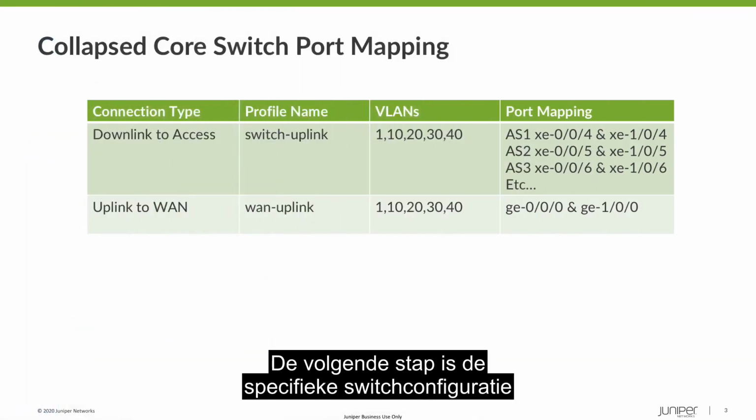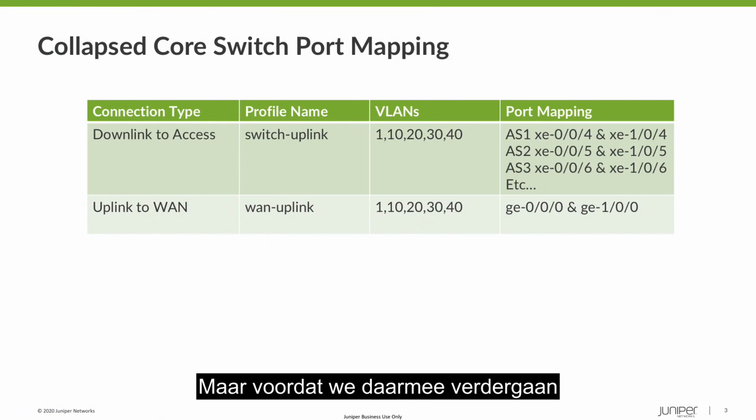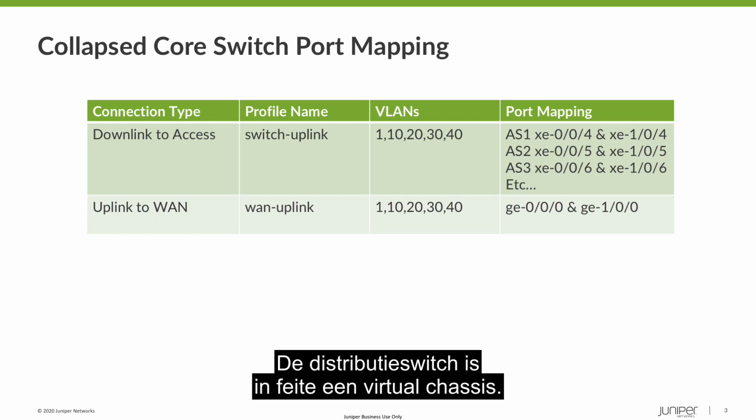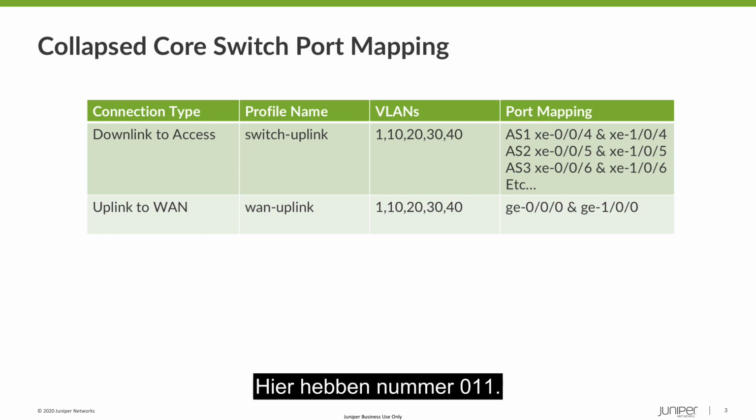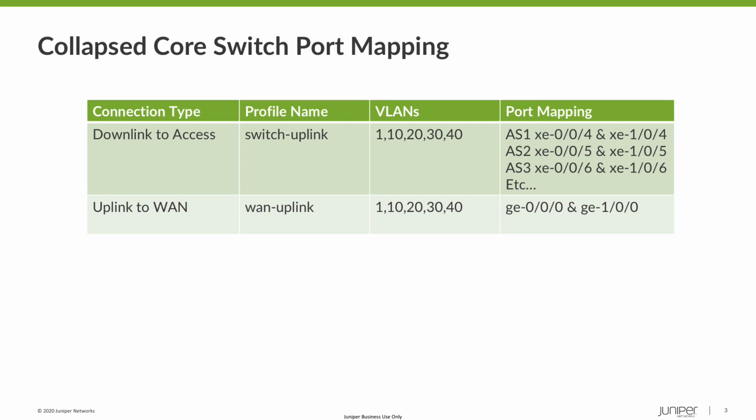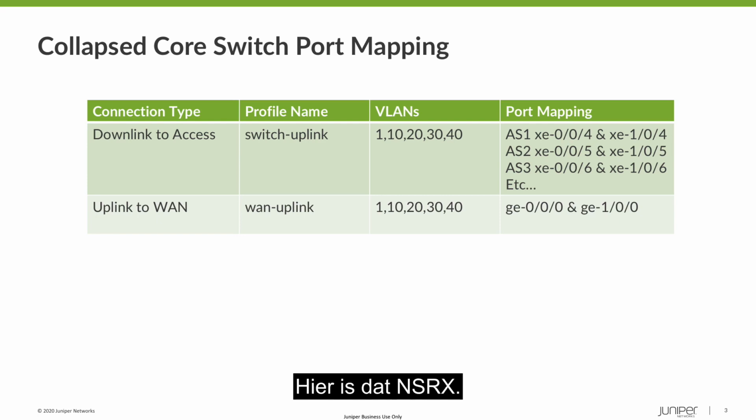The next step is to look at the select switches configuration for the different switch types that we have in the topology. Before we do that, a quick reference of the port mappings for what we're going to do on the distribution switch. The distribution switch is actually a virtual chassis, so we've got the members 0 and 1. We're going to configure ports 4, 5, and 6 on both members to face towards the access switch. And we're going to use port 0 on both members to face the WAN router. In this case, it's an SRX.